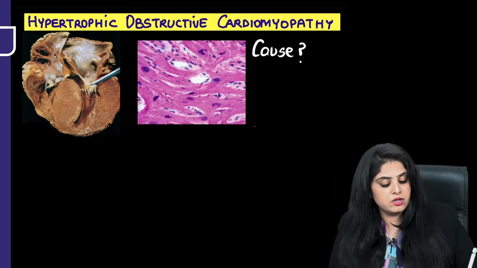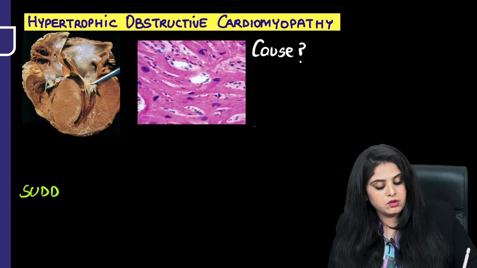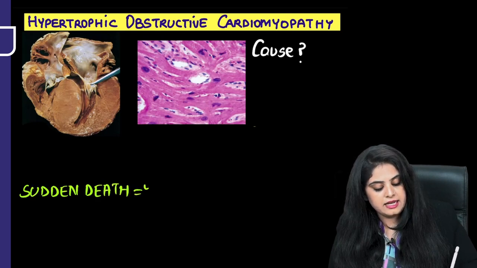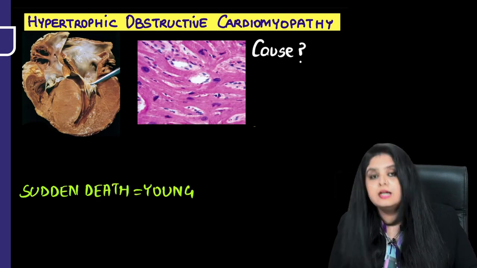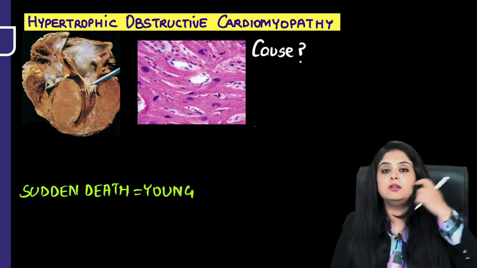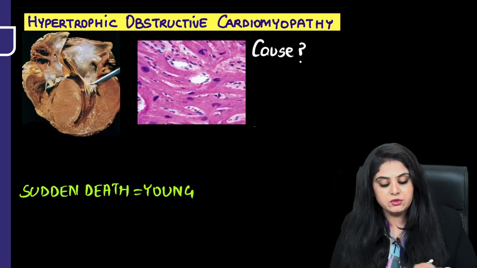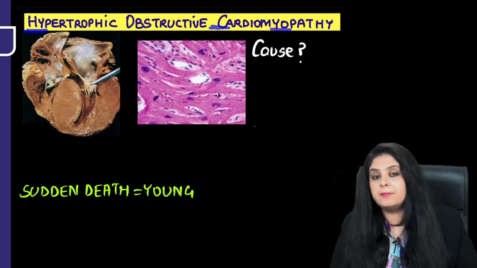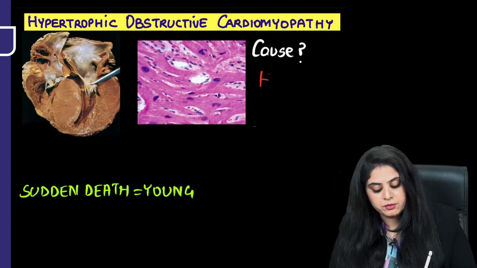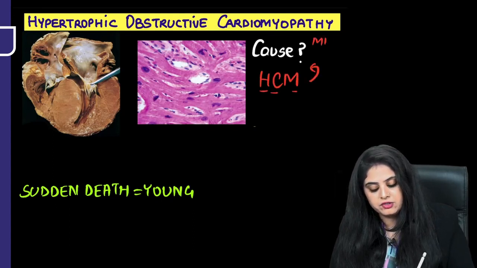What is the question that I'm going to ask you? What is the cause of sudden death in a very young athlete? And that is going to be your hypertrophic obstructive cardiomyopathy. So first, let me tell you that these patients show you HCM. What did I write? Hypertrophic obstructive cardiomyopathy. So the cause is MHC. There is an MHC mutation that you see in these patients.